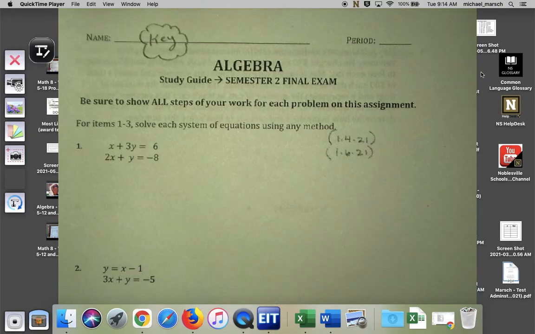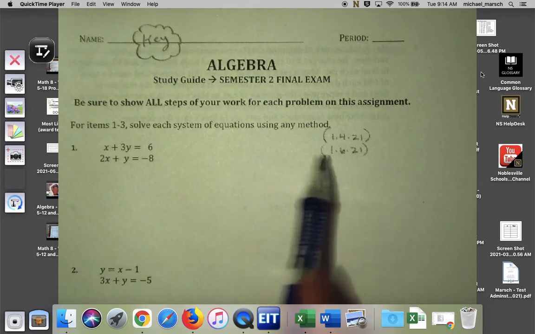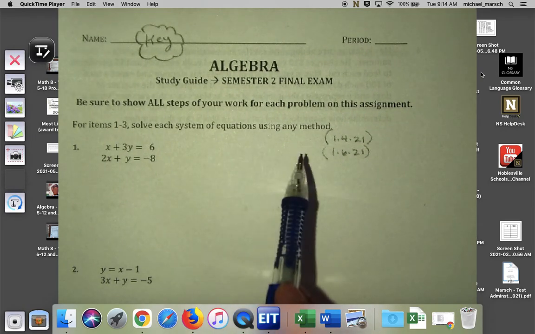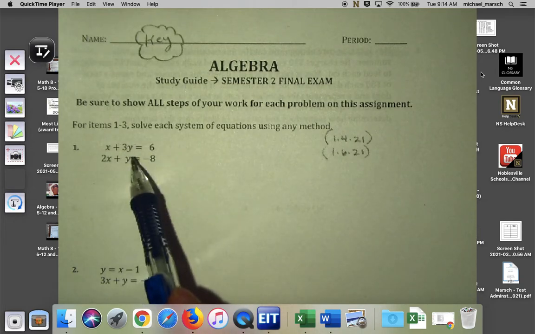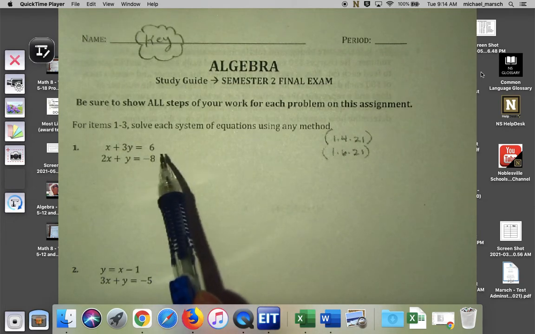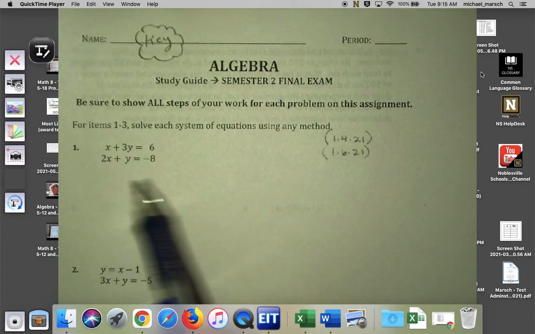All right, questions 1, 2, and 3 say solve each system of equations using any method. If you remember, solving systems of equations is where we're trying to figure out if we were to graph these two lines, put them into slope-intercept form, where would they intersect? So what x and y will work for both equations?